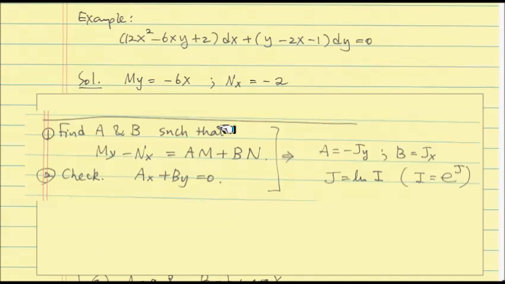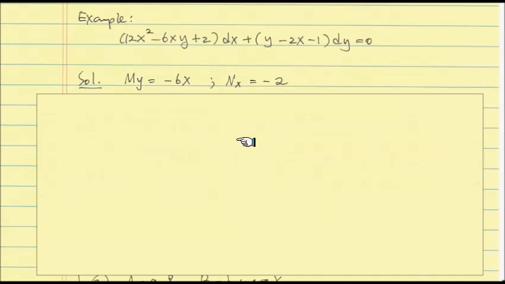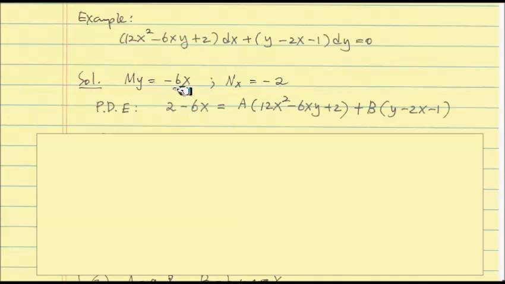So here I'm showing you that thing again. We're going to write this My minus Nx and try to write it as a linear combination of M and N such that this Ax plus By is 0. So I'm going to put it up there. I ran out of space, I'll show it later. So this is the part 2 minus 6x, that's the My minus Nx, and we want to write this as A times M and B times N. So M is here and N is there.